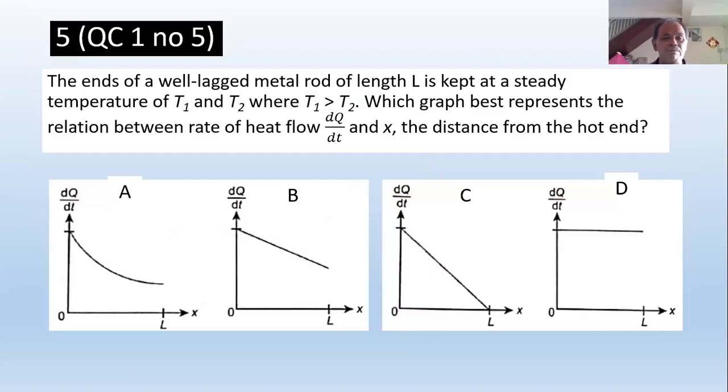Right, this one also has a problem. The ends of the well-lagged metal rod of length L are kept at steady temperatures T1 and T2. T1 is greater than T2. Which graph best represents the relationship between rate of flow, dQ/dt, and x, the distance from the hot end? If it's lagged, the idea of lagged is you don't want dQ/dt to be lost. So it means dQ/dt must be constant. That's the whole idea.